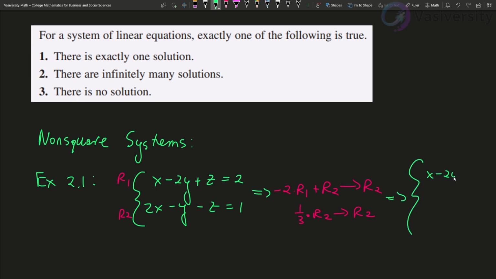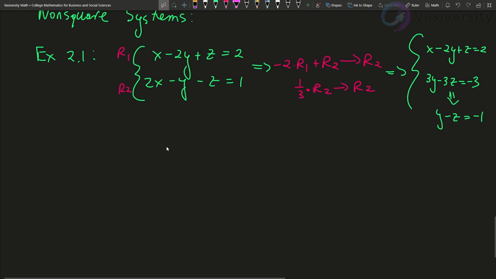So x minus 2y plus z is equal to 2. If we add the 2 equations, we end up with 3y minus 3z is equal to -3. That's why beforehand I already multiplied by 1/3, so it transforms into y minus z is equal to -1. Okay, so let's take a look. What do we actually end up with? We ended up with x minus 2y plus z is equal to 2, and y is equal to z minus 1.